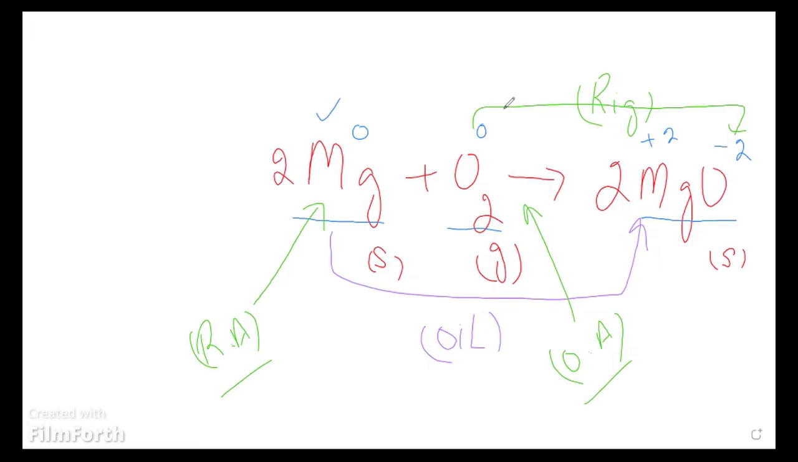Okay, Abdullah? Did you get this equation? Now this is a redox reaction with respect to loss and gain of electrons. Magnesium atom has been oxidized by the loss of electrons. Oxygen molecule has been reduced by the gain of electrons, and they form magnesium oxide, that is an ionic solid.